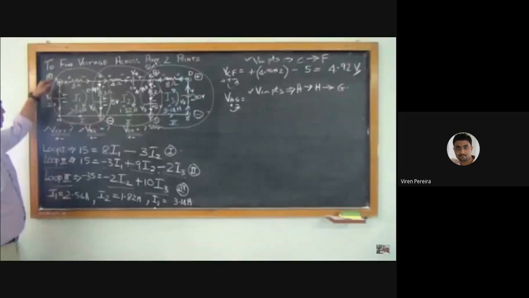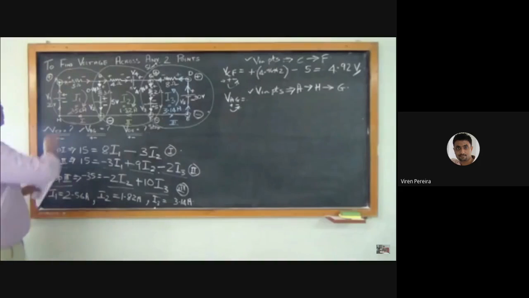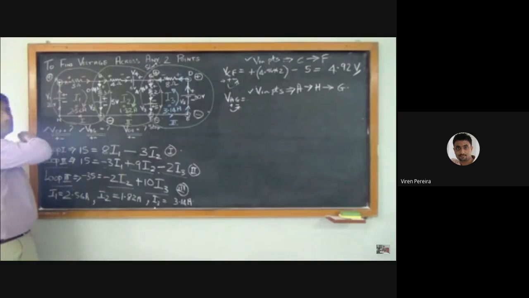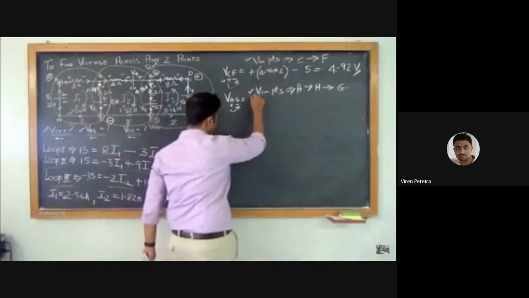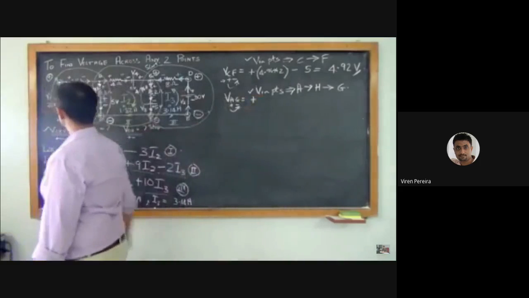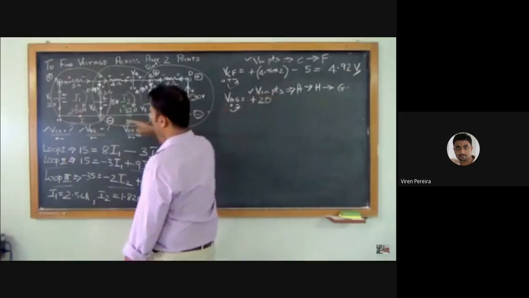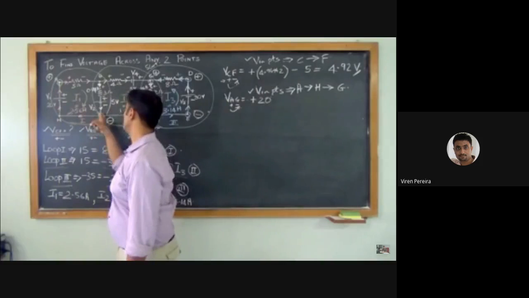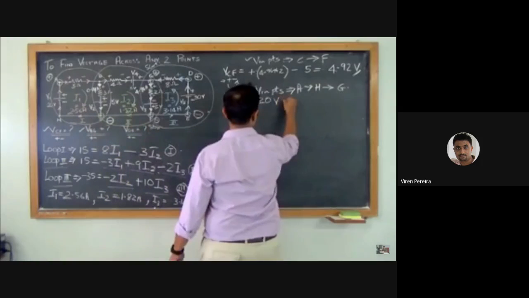Now when I'm moving from A to H and H to G, what is coming in the way? My 20 volts supply. So A is positive, so I'm moving from A. The first terminal it touches is the positive terminal of the V1 voltage source. So again, positive into positive, positive. What is the voltage supply? 20 volts. After that, any resistor voltage there? No. So it directly ended. So what is my final answer?